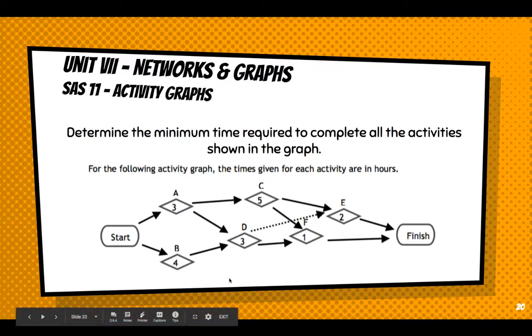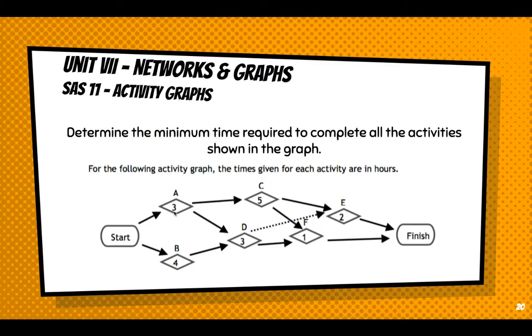All right, let's look at how much each one is. First pathway, let's go ACE. That's 3 hours plus 5 hours plus 2 hours. That's 10 total hours. All right, ACF, 3 hours plus 5 hours plus 1 hour, that's 9. ADF, 3 hours plus 3 hours plus 1, that's only 7 hours. So far, our longest pathway is ACE. How about BDE? 4, 3, 2. 4 and 3 is 7 plus 2 is 9. Last pathway, 4, 3, 1. That's 4, 7, 8. So our longest pathway is ACE.